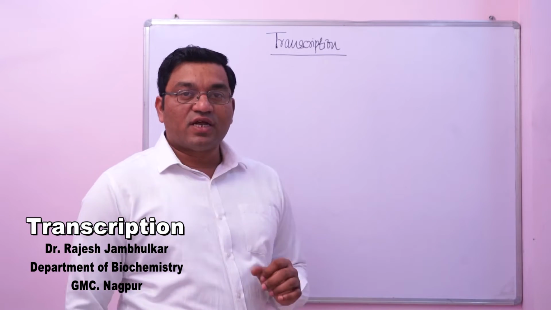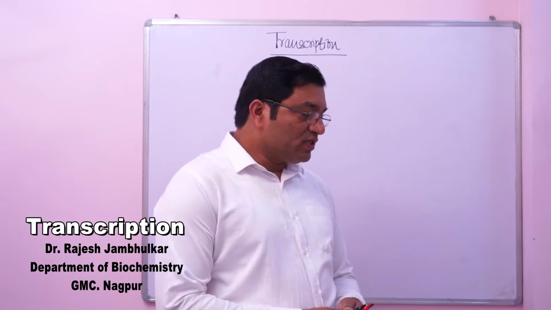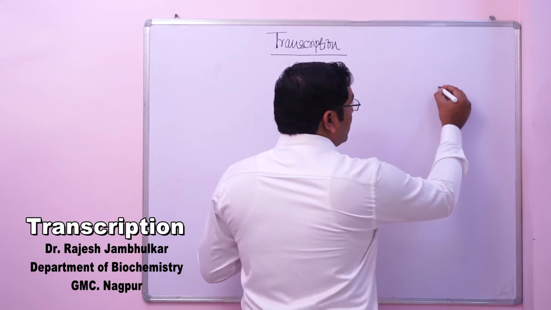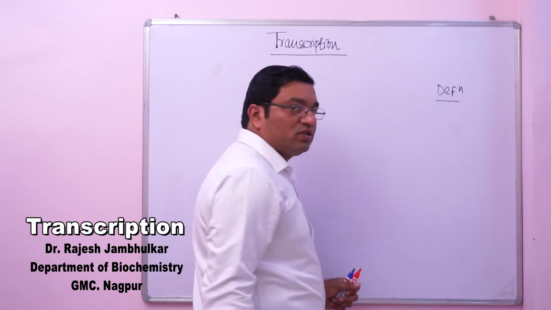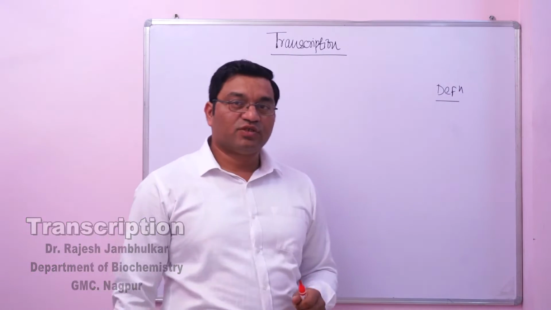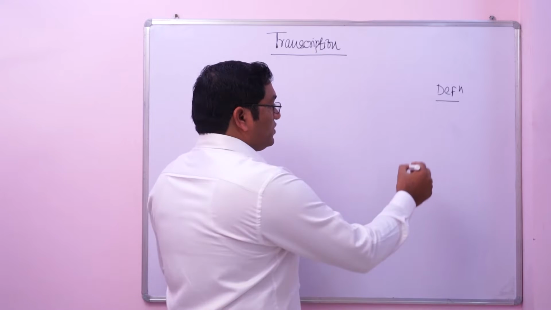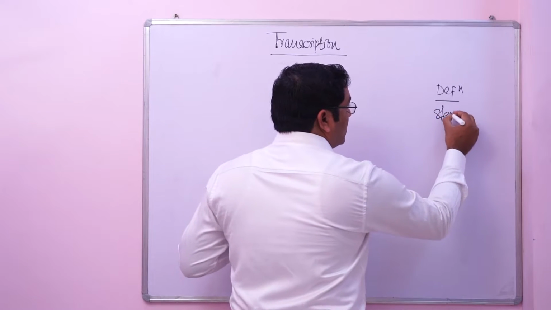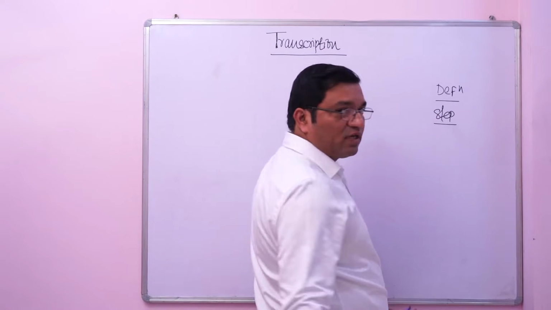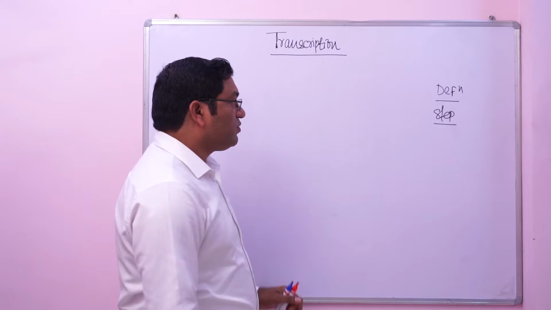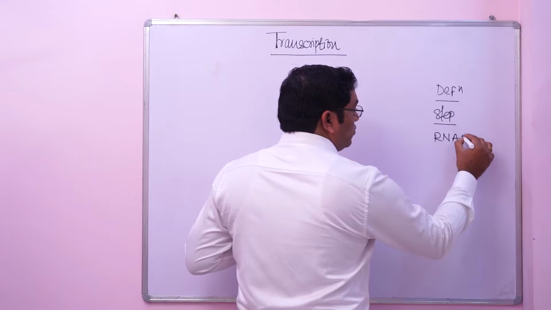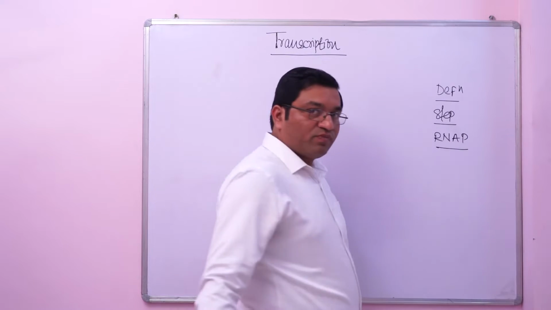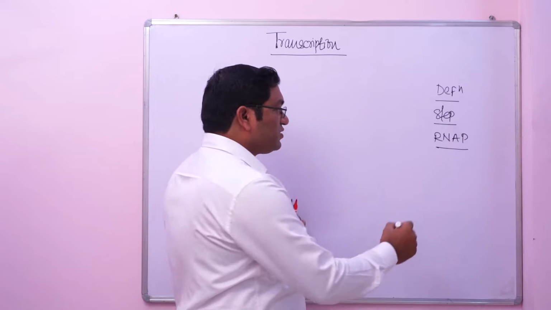Now we will learn about the transcription process. We will discuss transcription under the headings of definition of transcription, then various terminologies that are described in the transcription process, steps in the transcription, that is initiation, elongation and termination. We will discuss the RNA polymerase in eukaryote and in prokaryote, and we will discuss the inhibitors of the transcription.